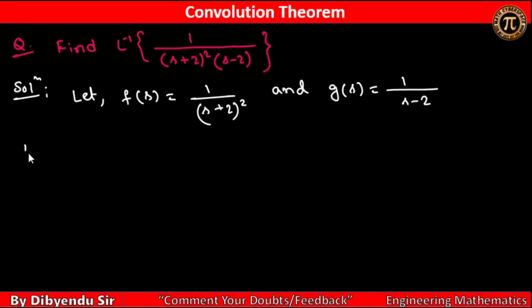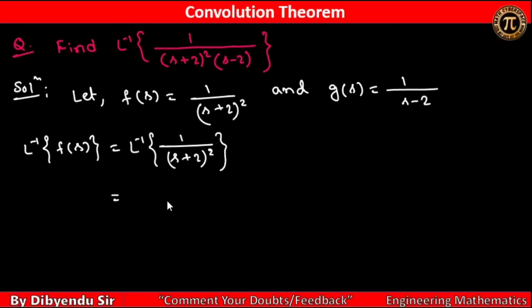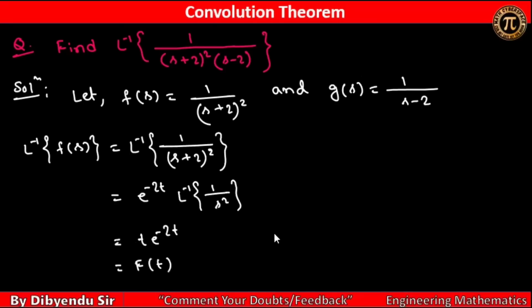First find out f(t), the Laplace inverse of F(s). This is equal to Laplace inverse of 1 by (s plus 2) whole square. Obviously here s is replaced by s plus 2, that means e to the power minus 2t multiplied into Laplace inverse of 1 by s square. The Laplace inverse of 1 by s square is t, so you are getting t e to the power minus 2t, and this is your f(t).